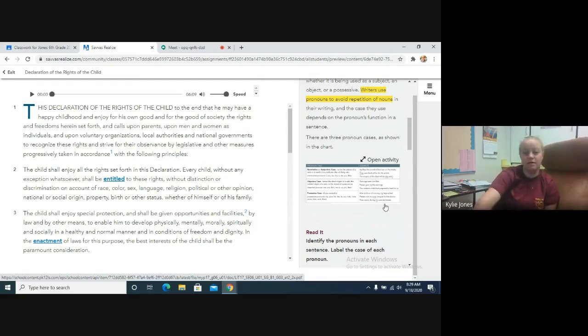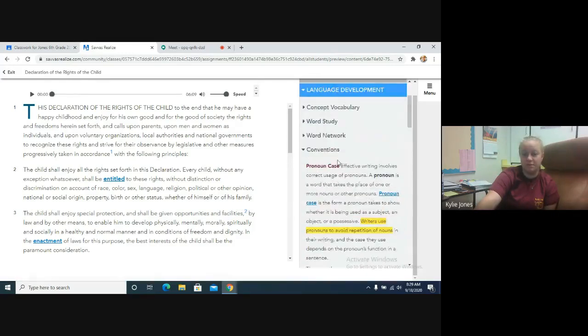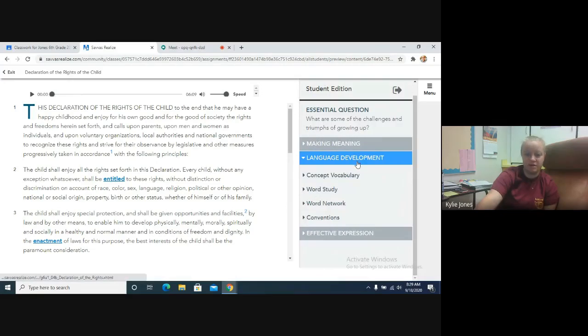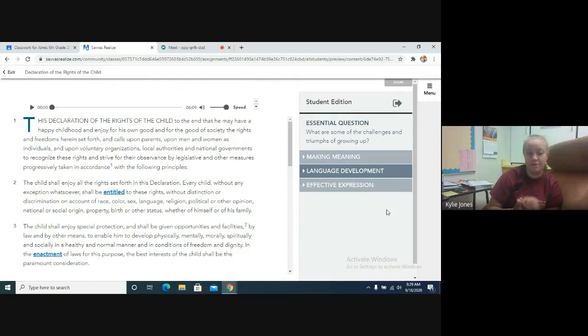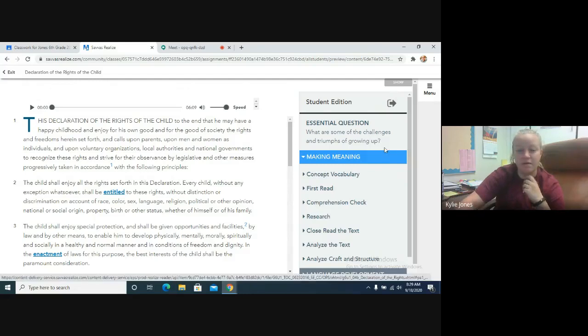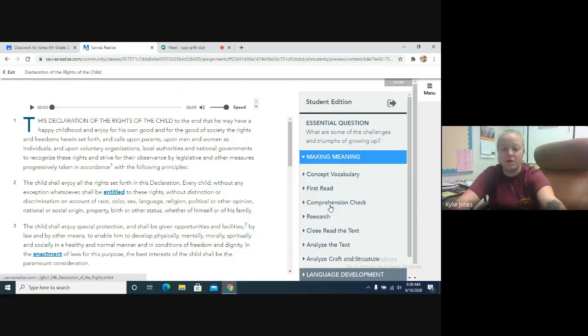Alrighty. If you're still working, totally fine. Maybe just flip to my screen for just a second so I can just go over the 3 sections that you absolutely need to finish before you turn in the Declaration of the Rights of the Child. There are 3 sections that you need to finish, and then you can click turn in. Okay, so if we're looking over at the right and we click on making meaning, the first one that I am absolutely grading and checking for a grade is the comprehension check.